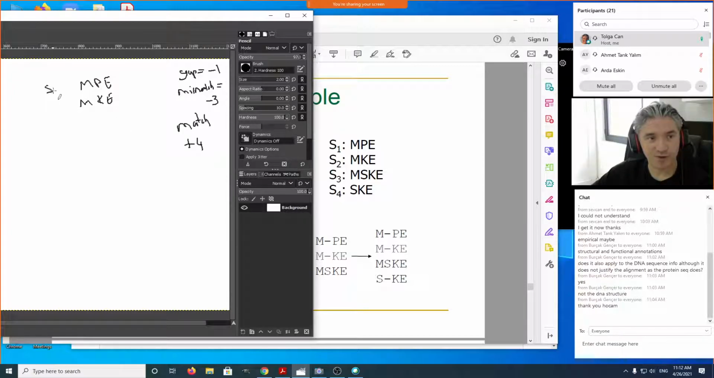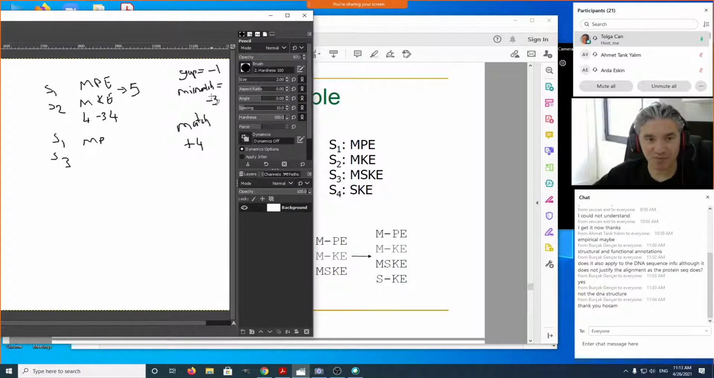So this is S1 and S2, and the total score here is what? 4, 4, 8, -3, 5. So the score of this is 5, right? 4, -3, and 4. So let's try to do S1 and S3. MPE, MSKE. So it's probably, so two gaps, this is not the optimum score, right? If we have gap penalty -1, having 2 gaps is better than the mismatch penalty. So this is not the optimum way to align them.